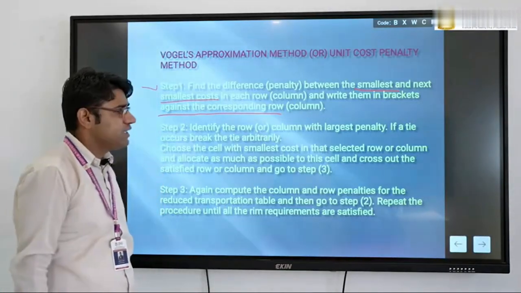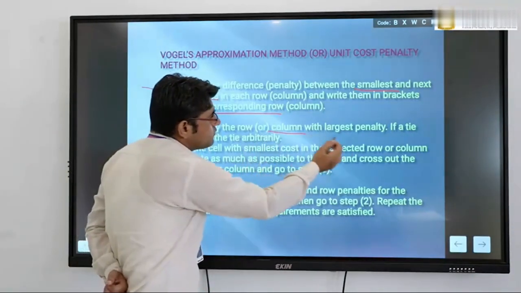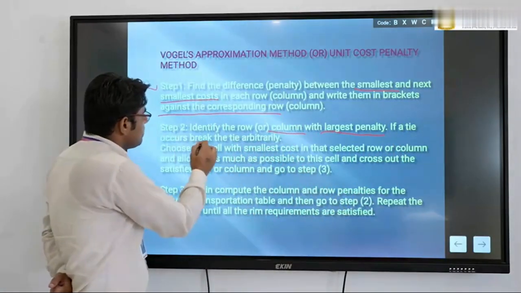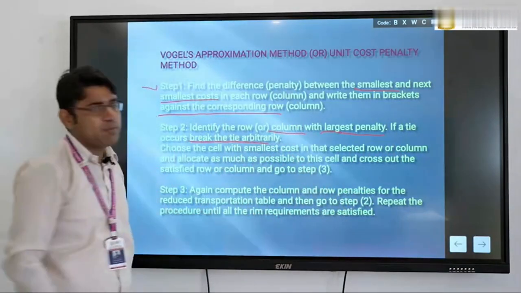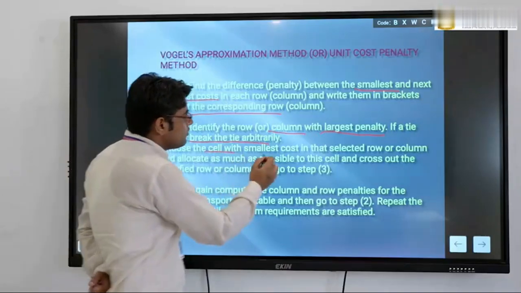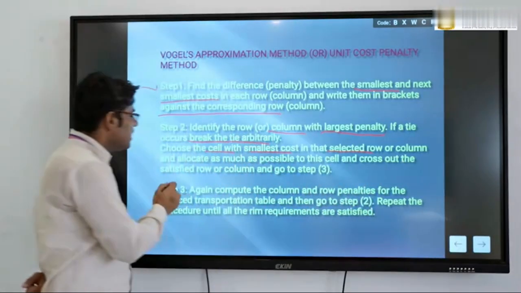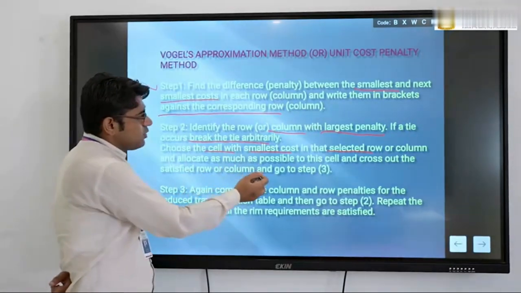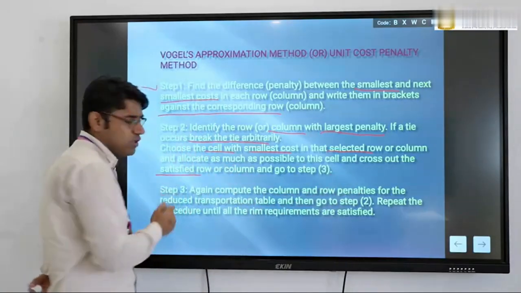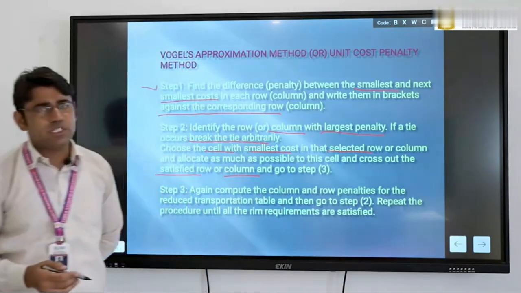In step second, identify the row or column with largest penalty. If a tie occurs, break the tie arbitrarily. Choose the cell with the smallest cost in that selected row or column and allocate as much as possible to this cell and cross out the satisfied row or column and go to step third.